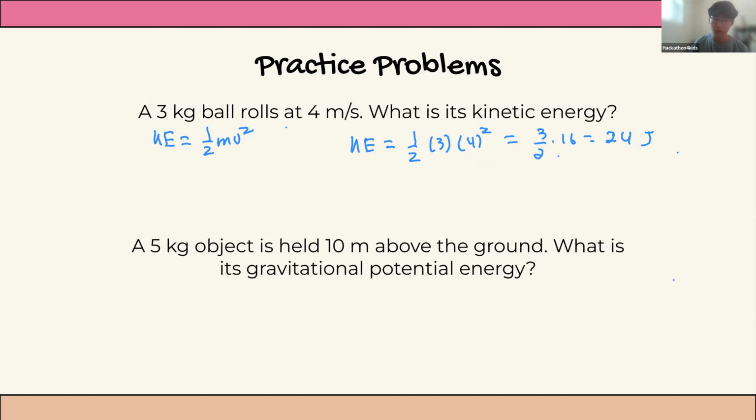Okay, let's do the second one. A 5 kilogram object is held 10 meters above the ground. What is its gravitational potential energy? Remember the formula for potential energy, mgh, right? I'll give you guys another couple seconds to solve this, and put your answer through the chat.